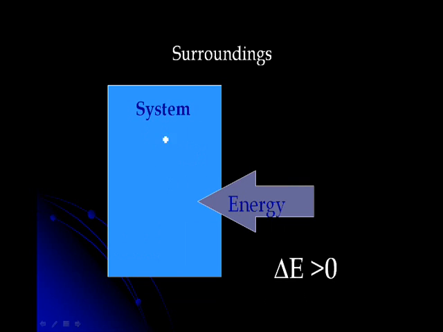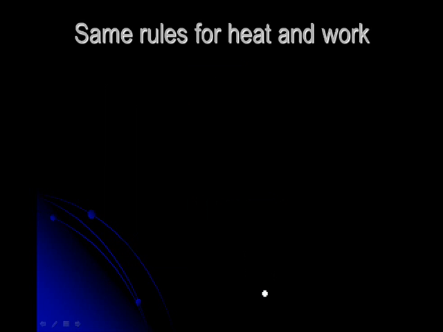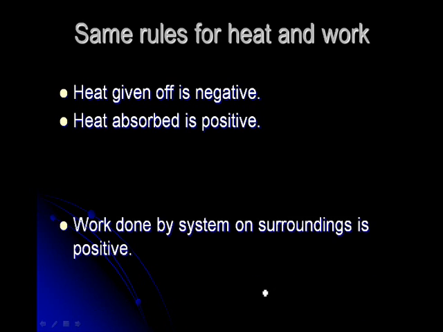And if we reverse that situation and have our same coffee cup calorimeter filled with water and a system of some kind of chemical here that's reacting, if energy flows from the surrounding into the water, from the surrounding into our system, then the change in energy of our system is going to be positive. Delta E will be greater than zero. So keep in mind that heat given off by a fire or by light, if it releases heat, if it releases energy, that's a negative value. And if heat is absorbed, it is a positive value.